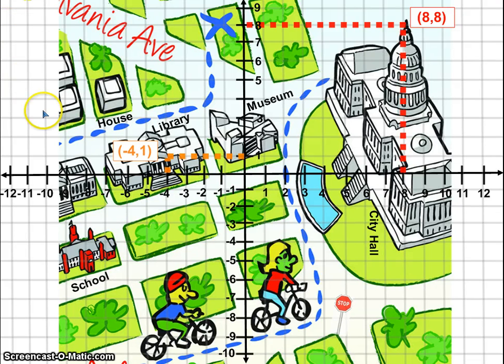The location of the school, again, starting at 0, we're going to go along our x coordinate till about -8. And then we're going to see where it intersects with our y coordinate, which is about -5. So our ordered pair for the school would be -8, -5.